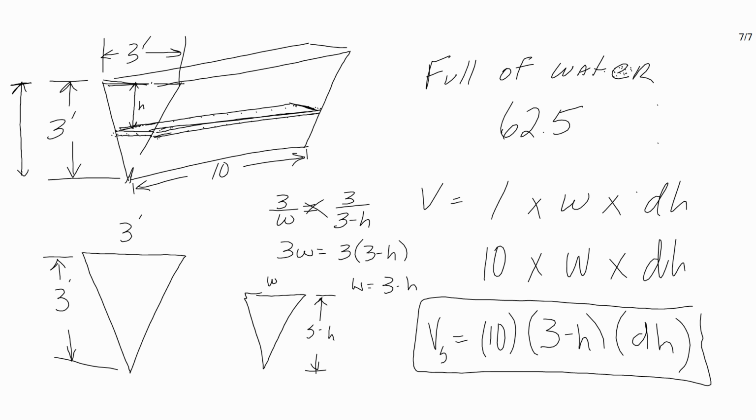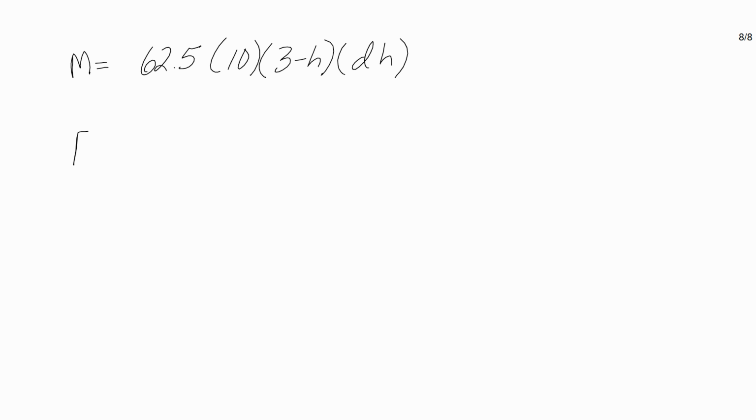The height. This h goes all the way from here to here. Right there. Well, I'm trying to draw an arrowhead there. And there's h. So, let me take all this. And that's going to be mass is equal to 62.5 times 10 times 3 minus h times dh. Did I leave anything? And force is equal to the mass times the distance, which is h. So that's going to be 62.5 times 10 times 3 minus h times h dh.